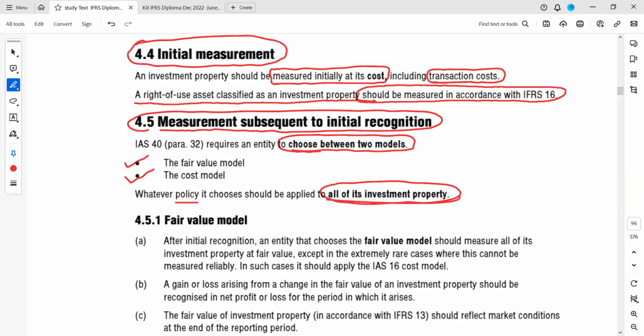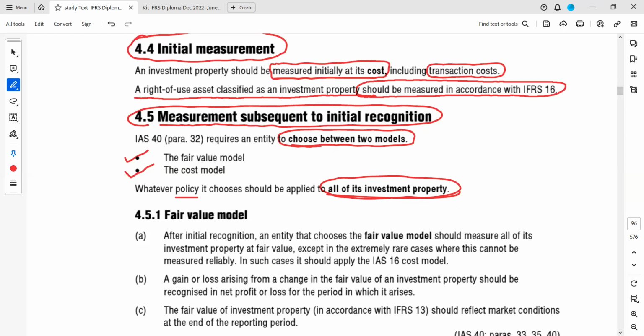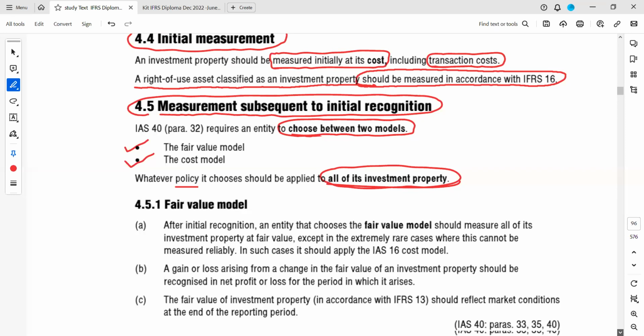A preferable model is fair value model, because the purpose of having an investment property is to earn capital appreciation. So we need to know what is the exact market value at the time of the year end. So under fair value model, after initial recognition, an entity that chooses fair value model should measure all of its investment property at fair value.